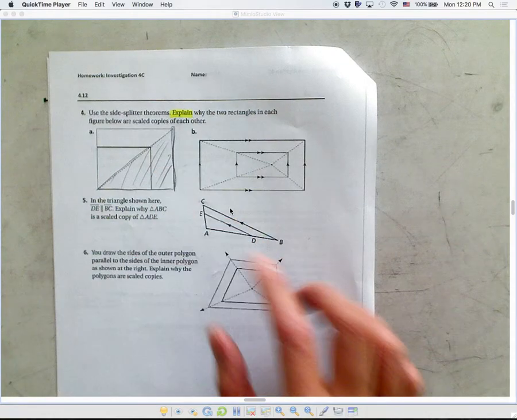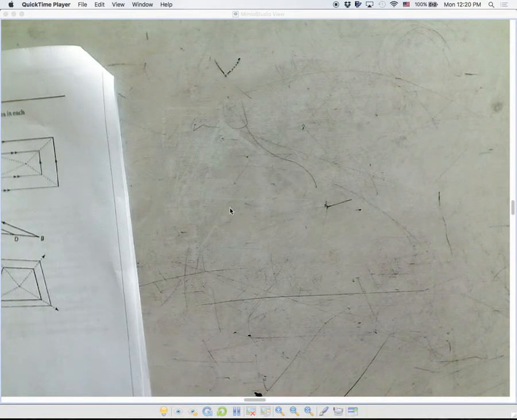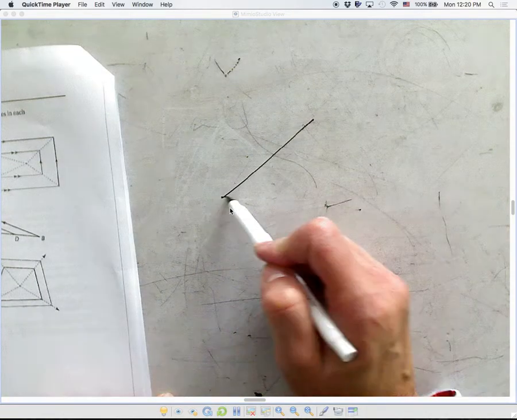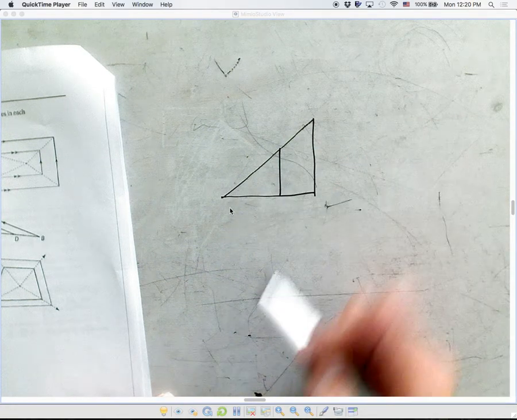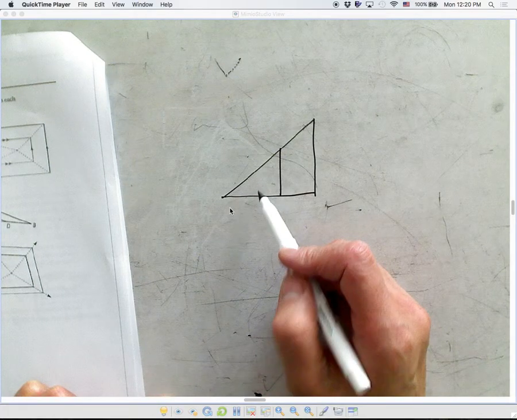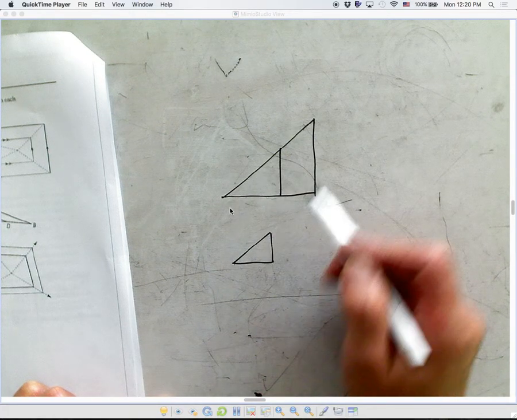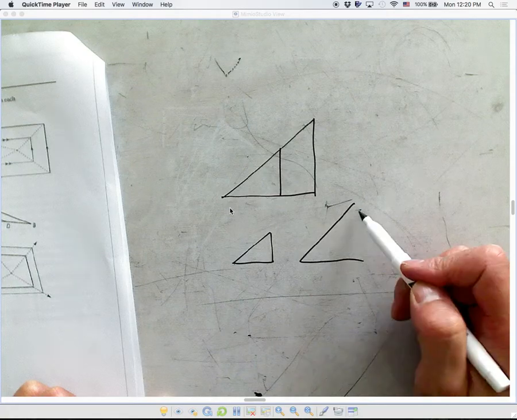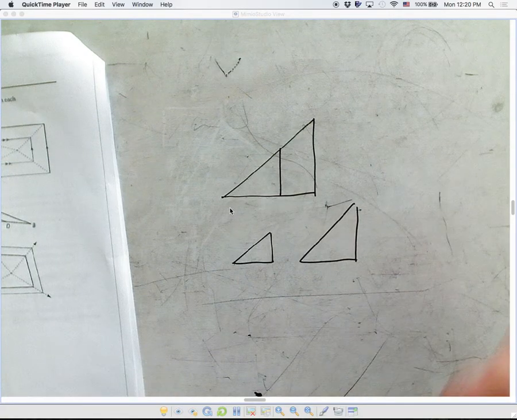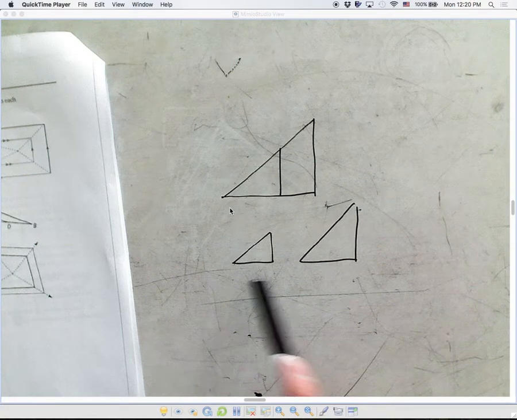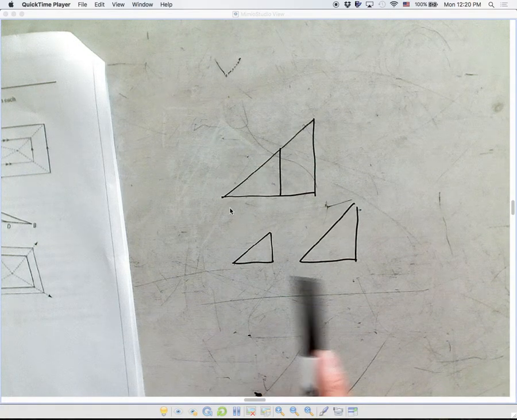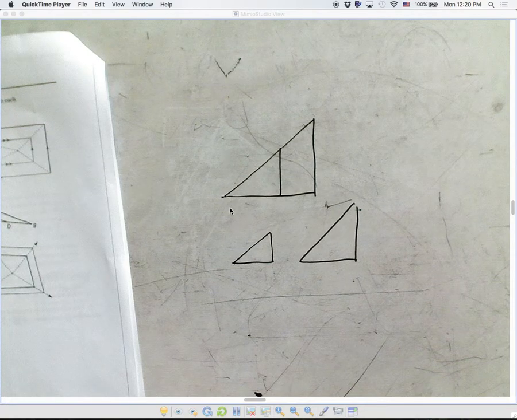So let's take part of the rectangle, half of the rectangle. Do you see two triangles? The small one here and a big one. Okay. And why are they similar? Right? Why are they similar? Using the side splitter theorem.